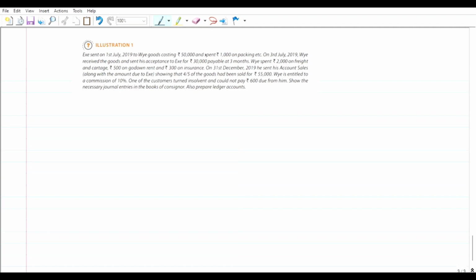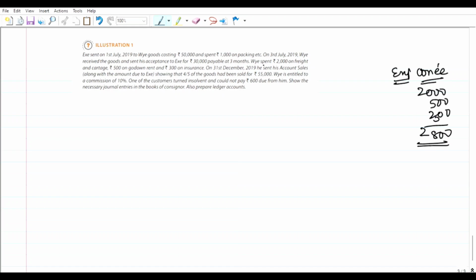Okay, 30,000 rupees is like an advance here. Y spent rupees 2,000 on freight. Y is the consignee here and X is the consignor. Okay, so 2,000 on freight, cartage 500 and godown insurance rupees 300. So the expenses by the consignee here are 2,000 plus 500 plus 300, so 2,800 is the total expenses incurred by him.